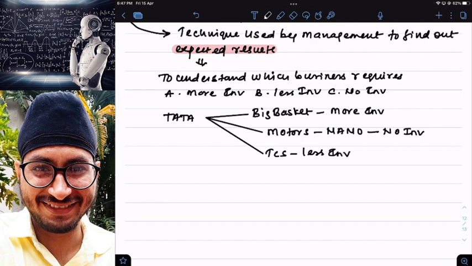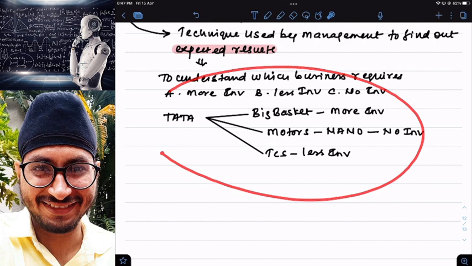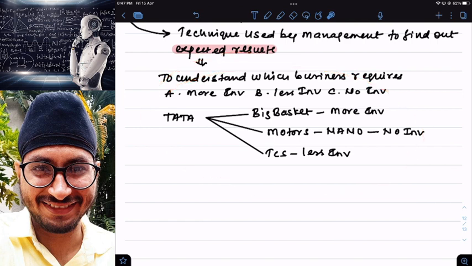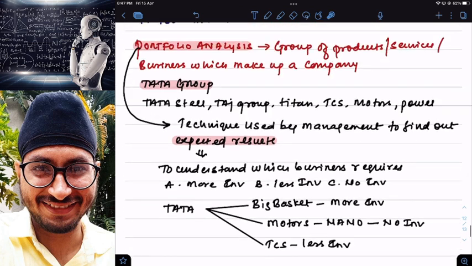is required. So how will I know in which company I should invest more money? How do I know in which company I should invest less money? In which company should I not invest at all? I will come to know only by performing which analysis, sir? Only by performing which analysis? Portfolio analysis. So what is portfolio analysis, sir?